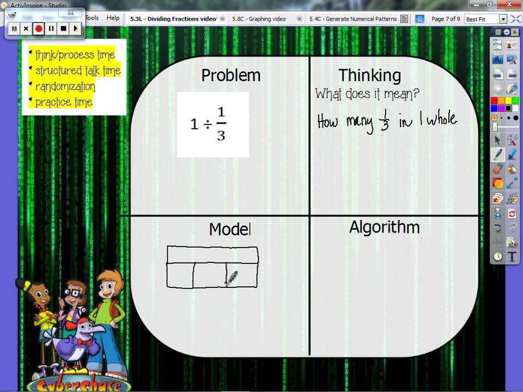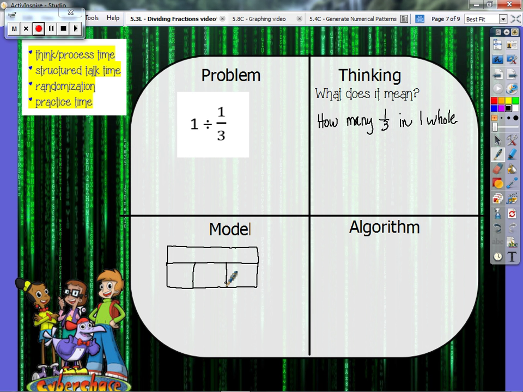And this would be a good time for me to ask, after the student draws the model up there, if anyone has anything different. And if anyone has anything different, just give them the opportunity to talk and explain what they did differently and what their picture looks like.